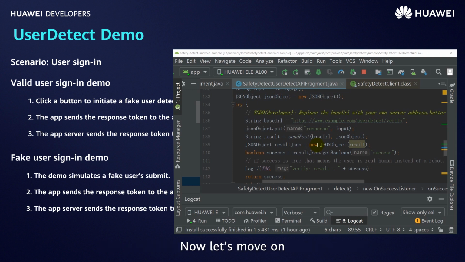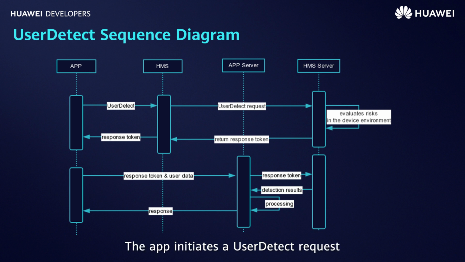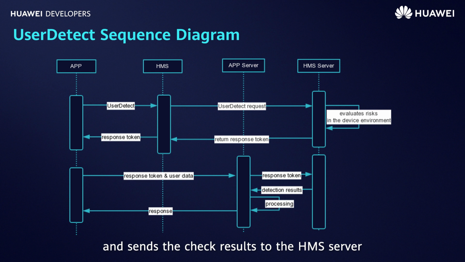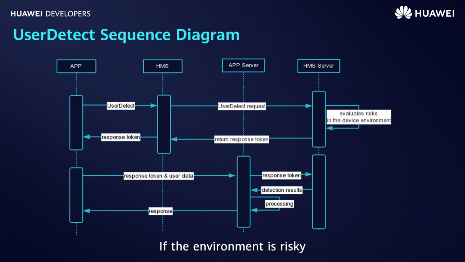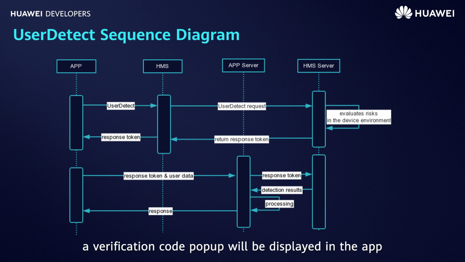Now, let's move on. Look at the process. The app initiates a UserDetect request to call the HMS API. The HMS API checks the user's environment and sends the check results to the HMS server. The HMS server checks risks of the environment, generates a token, and sends it to the HMS. If the environment is risky, a verification code pop-up will be displayed in the app.